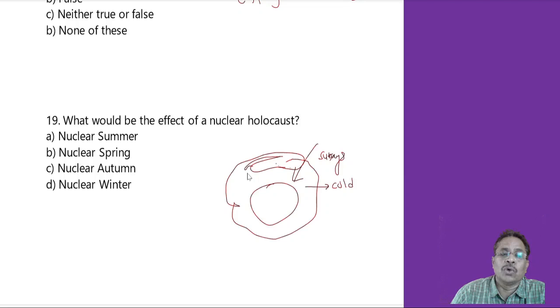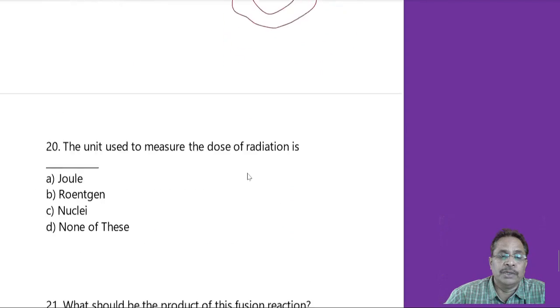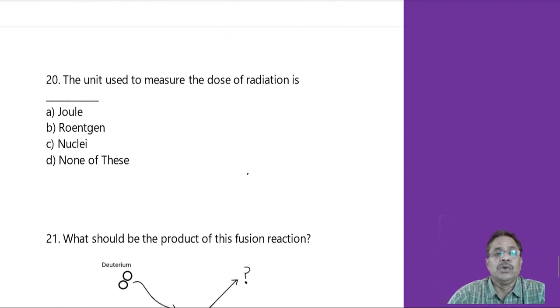And therefore in a holocaust there is a great chance of having a lot of cold, and that will be a situation like winter. Therefore, nuclear winter is said to be the outcome of this nuclear holocaust. Of course, this is an imaginary situation, but it can be predicted based upon the picture we have drawn here. Question number 20. The unit used to measure the dose of radiation.